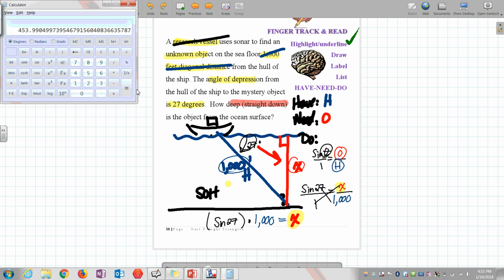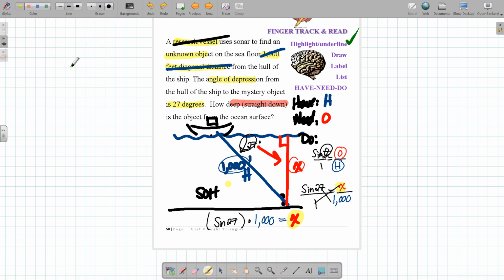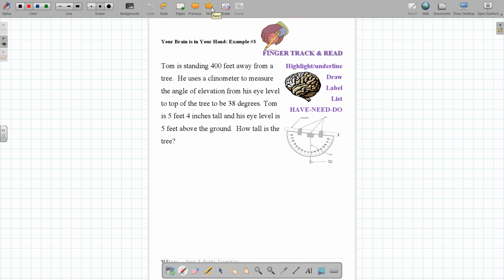Double check your work with mine. We're going to round to the second decimal place. Our X here, which is the depth of our mystery object, is 453, check your units, feet, 0.99. Let's try one more problem together, and then you're going to do one problem on your own.